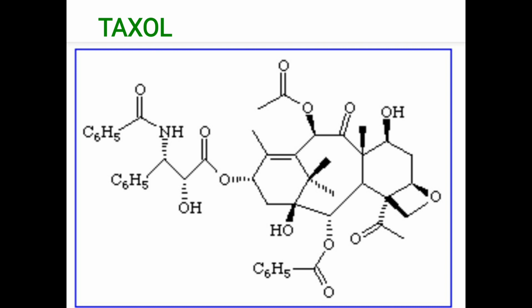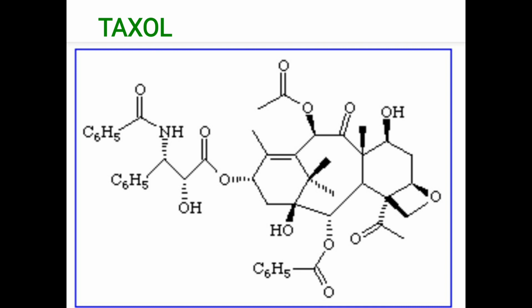Constitution of Taxol, or structural elucidation of Taxol. This is the structure of Taxol. Taxol has the molecular formula C47H51O14N. So, Taxol contains 47 carbon atoms, 51 hydrogen atoms, 14 oxygen atoms and 1 nitrogen atom.